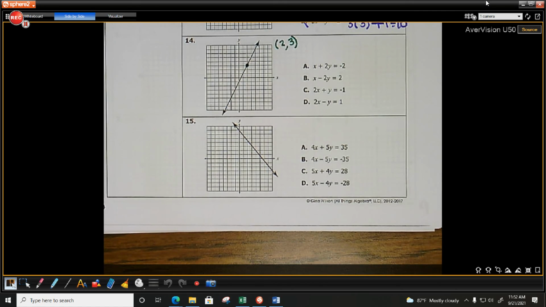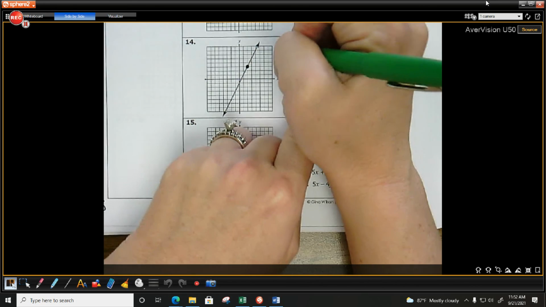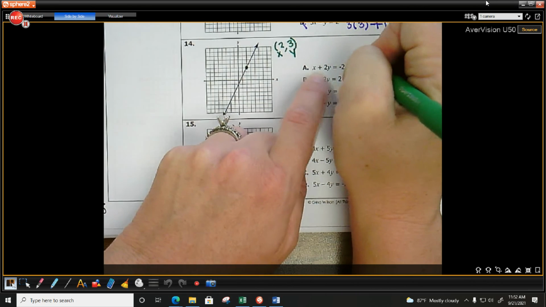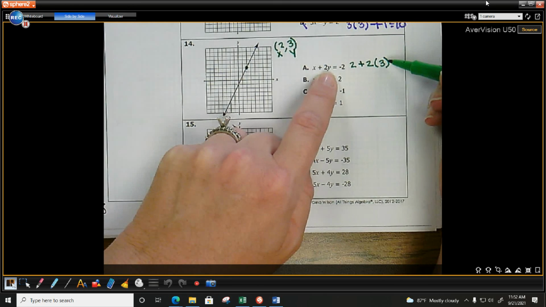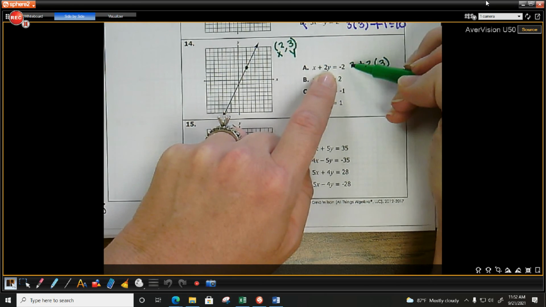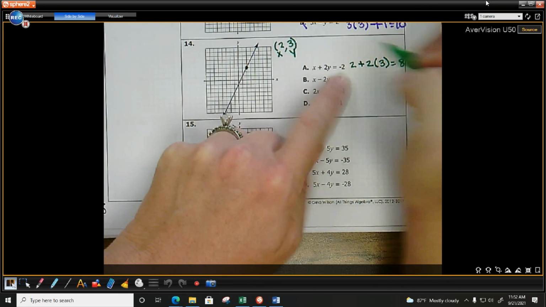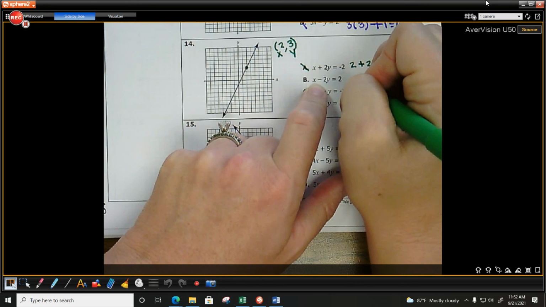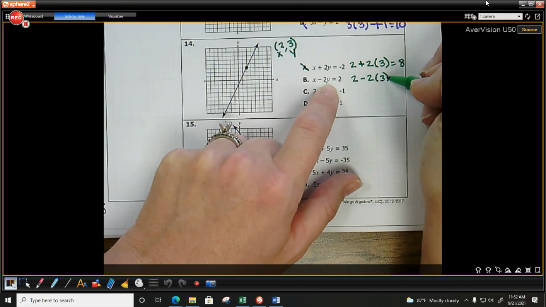Label it x, y. So instead of x, I'm going to put 2. Plus 2 times y, which is 3. What's 2 times 3? Plus 2. 8 equals negative 2? No, can't be A. x, which is what? Minus 2 times y, which is what? What's negative 2 times 3? Negative 6. Plus 2. Negative 4. Does negative 4 equal 2?